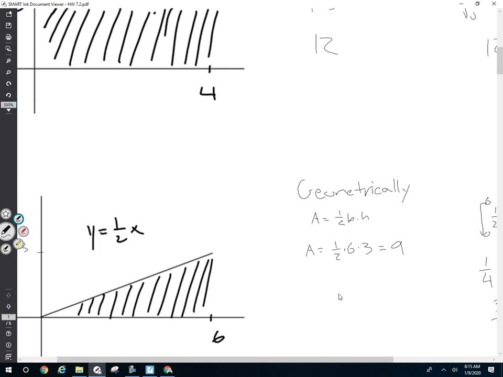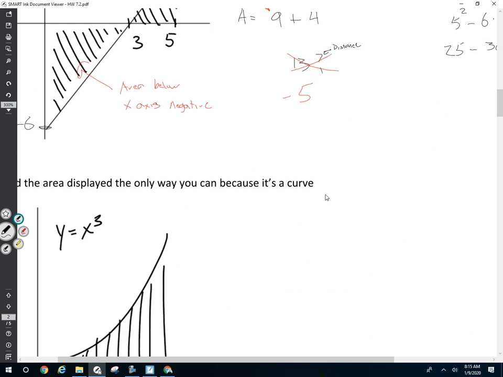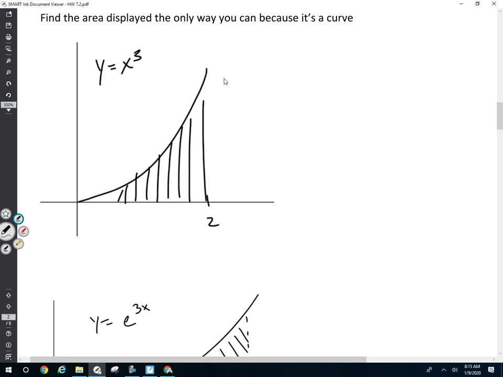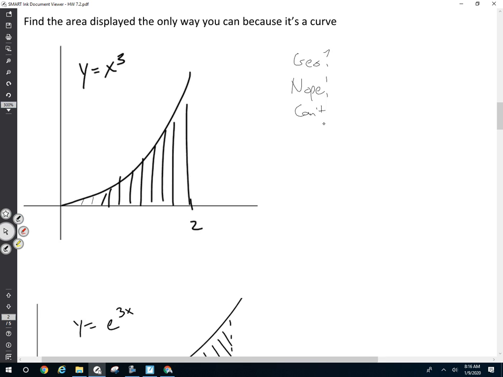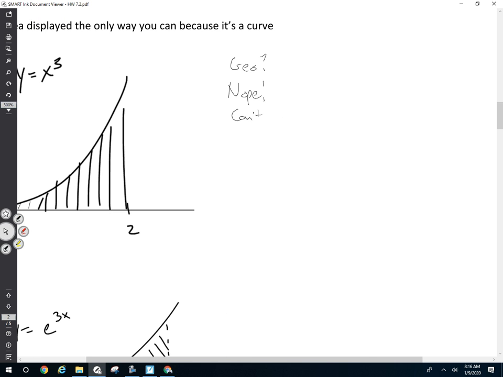Now, these three, you could have done both ways. Once you have a curve, you no longer can do things geometrically. There's no formula for the area under this x cubed curve from 0 to 2. So if you're asked to do it geometrically, the answer is nope, can't. The best you can do, and we'll talk about this in a later unit, is approximate by using rectangles or a triangle or something.